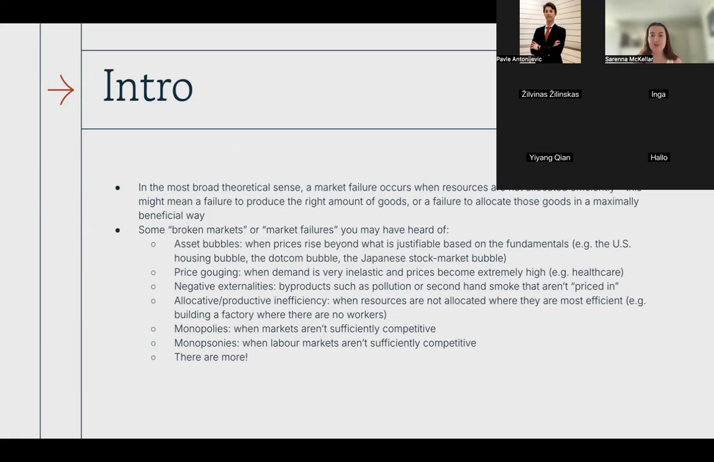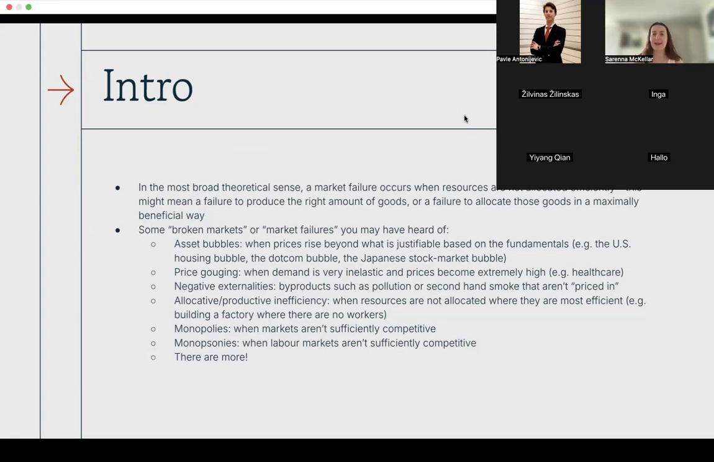The next is price gouging, which I'm sure, again, many of you have heard of. It's basically when demand for something is very inelastic, so people are willing to pay a very high price, and then thusly prices get very, very high. So, healthcare in the United States is an example of this in some cases. Early during COVID, when there was a lot of demand for PPE, I think it's called, or I think toilet paper was the thing in North America, you saw a little bit of this.